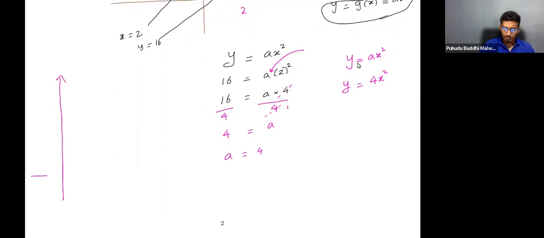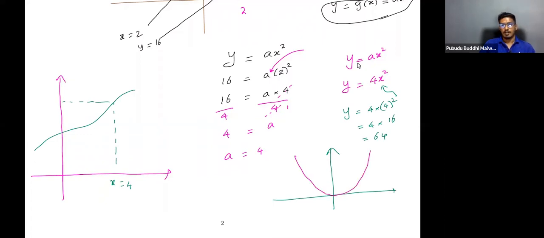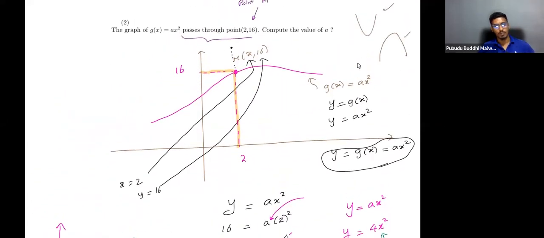Maybe now we can compute the y value when x equals 4. We just need to substitute x equals 4 here. 4 times 4 squared. 4 times 16, that's 64. Actually, the actual shape of this curve looks like this. A parabola opening upward. Right. But this idea is quite important: using points to compute constants like that.